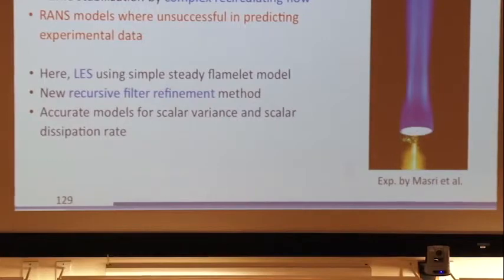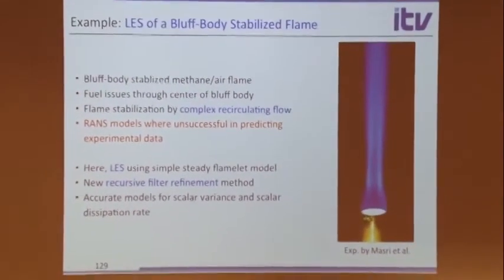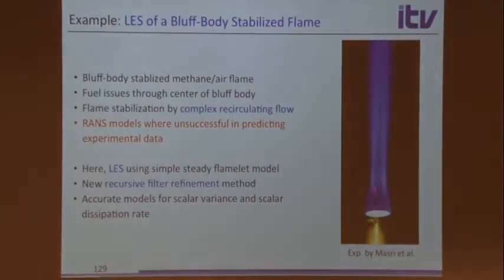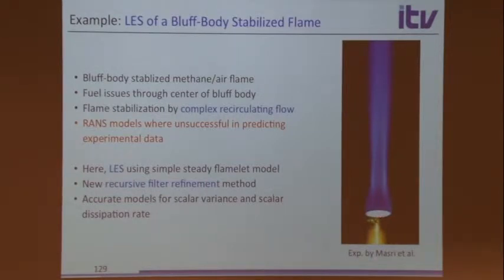Okay, so this is an example. This is an LES example now. You can just as well use this model in LES. What's interesting is that this is a bluff body stabilized flame. You have this white surface here, that's a solid body, and then you have the little black spot in the center, that's the fuel nozzle where the fuel comes out, and the air comes around this. Because the air comes around this, you have a recirculation region, and this recirculation region then leads to the flame stabilization.